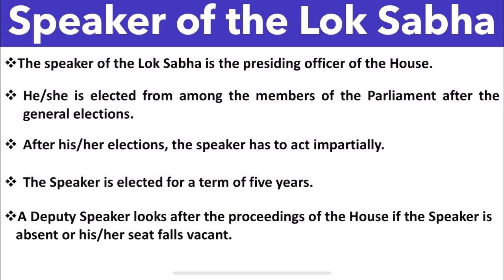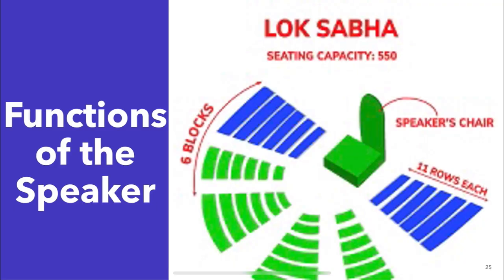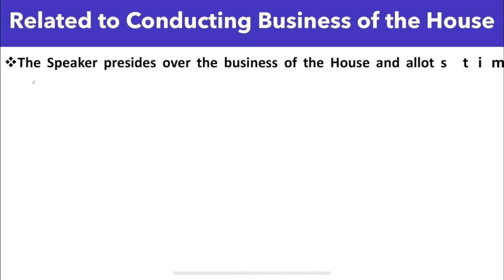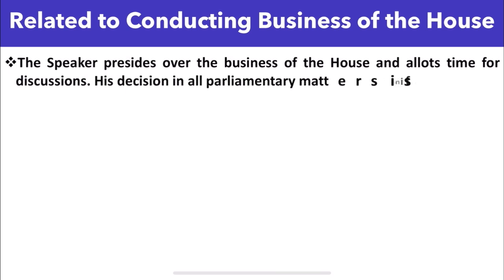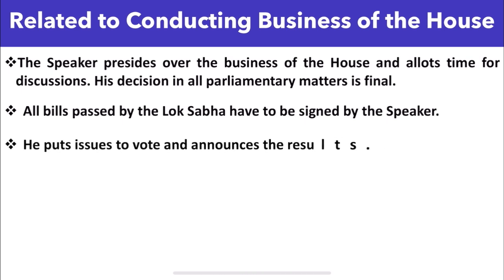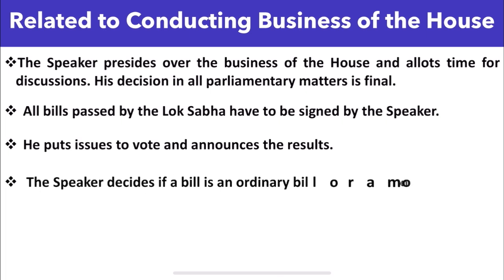Now let's understand some of the functions of Speaker of the Lok Sabha. The main important functions are: number 1, related to conducting business of the House. The Speaker presides over the business of the House and allots time for discussions. His decision in all parliamentary matters is final. All bills passed by the Lok Sabha have to be signed by the Speaker. He puts issue to vote and announces the result. The Speaker decides if a bill is an ordinary bill or a money bill.